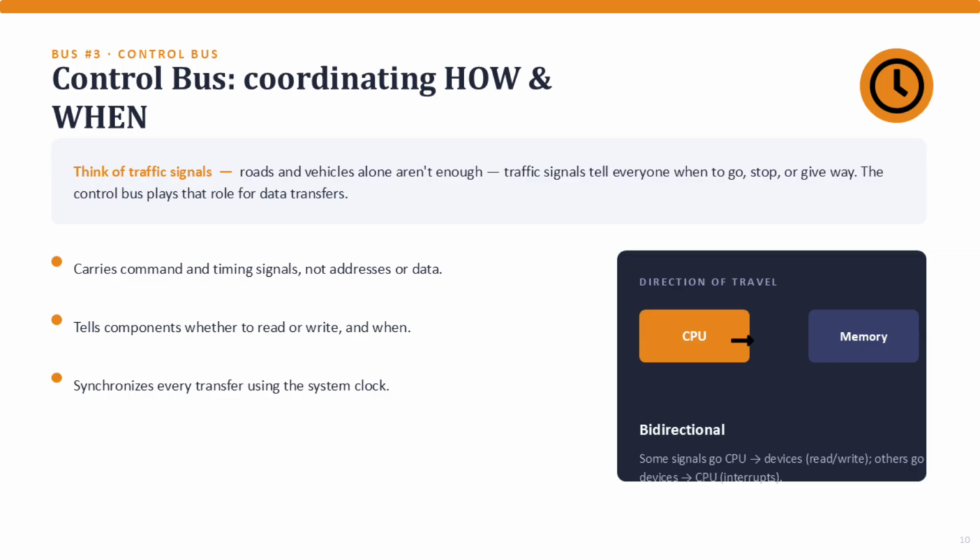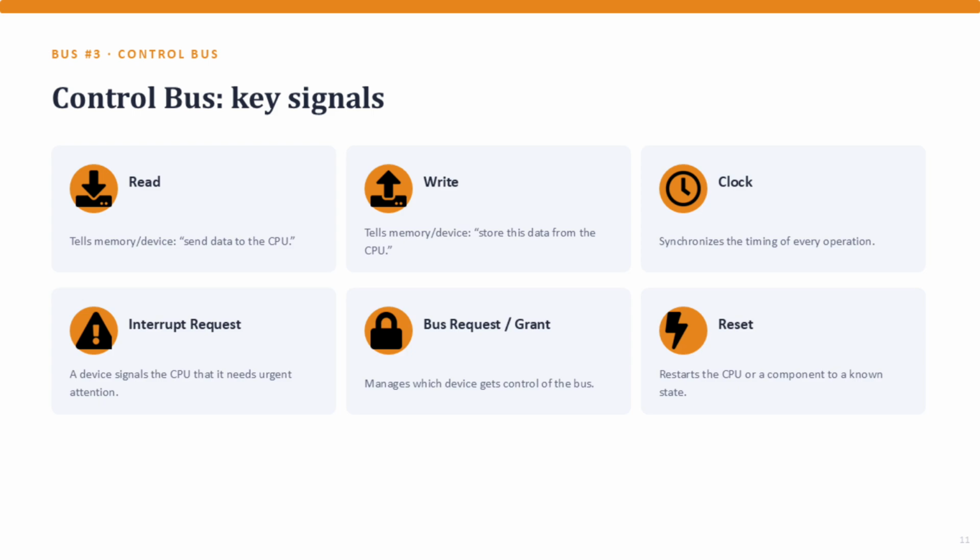Now you can see why all these three buses are essential. The address bus says, go ahead and go here. The data bus says, here is the information. The control bus says, now is the right time and this is the operation to perform. Without the control bus, communication inside a computer would become completely uncoordinated. In the next slide, we will look at the most common signals carried by the control bus and understand what each one does.